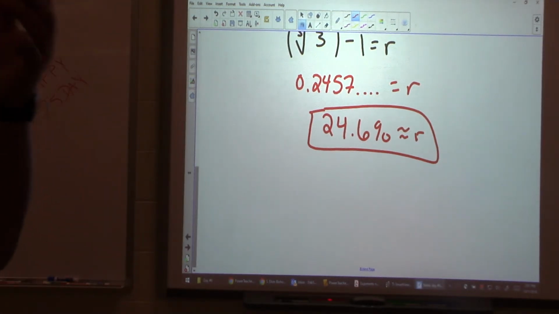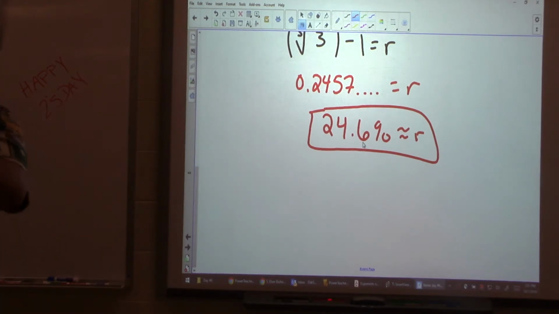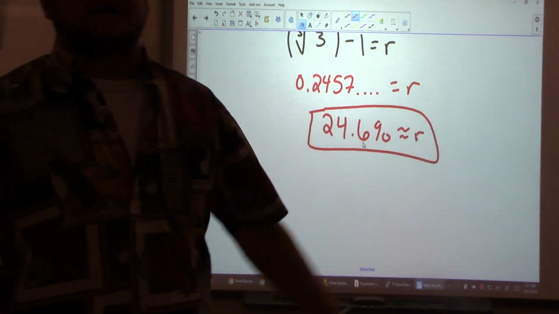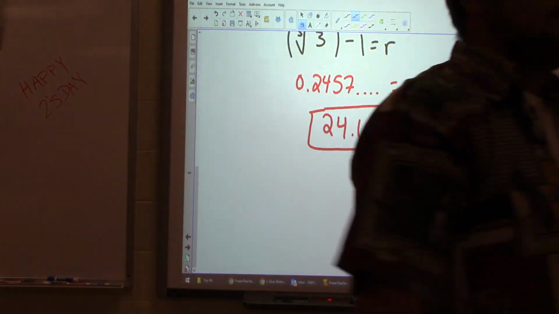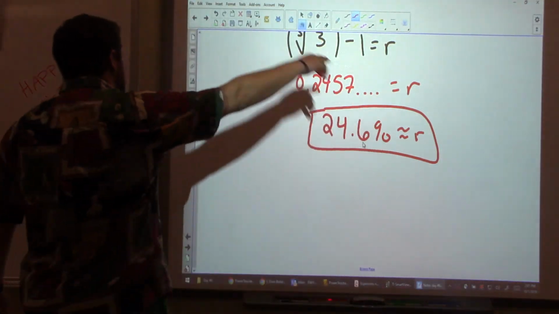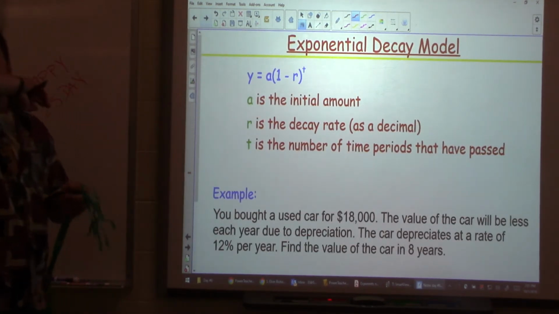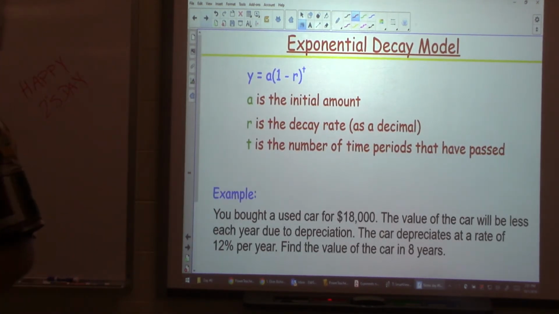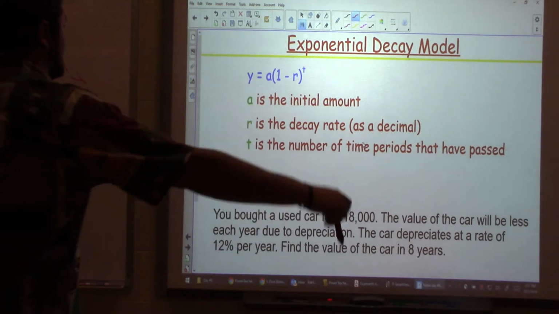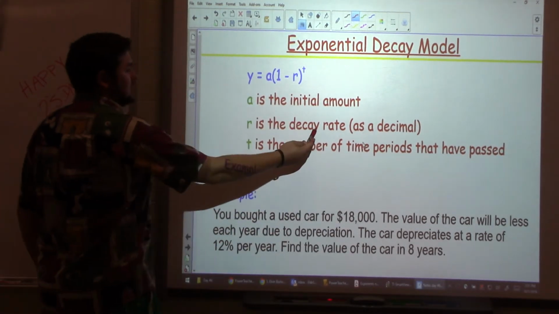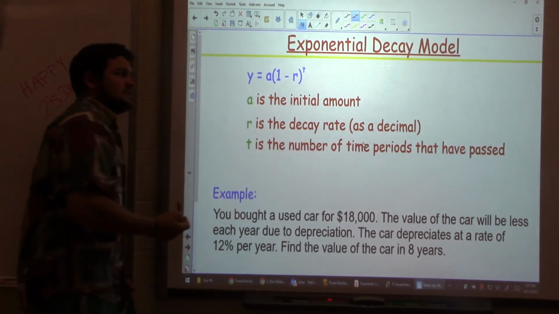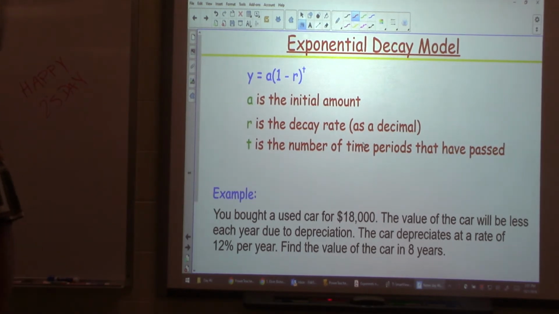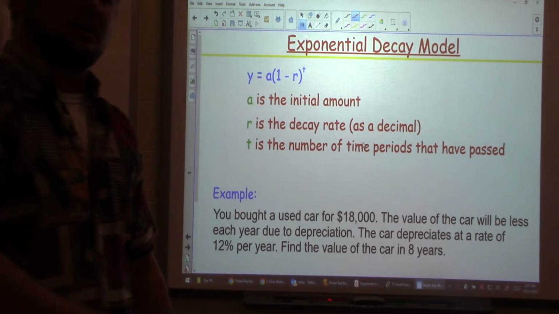Alright. One more thing we're going to do. We've talked about growth rate this whole time. We're going to do decay rate. The formula is almost identical except we're subtracting our rate instead of adding it. Which would make sense, right? If it's going to go down, if it's going to decay, we're going to subtract it. So A is still our initial amount, R is our rate, or our decay rate, and T is still our time periods, except now instead of 1 plus R, it's 1 minus R.